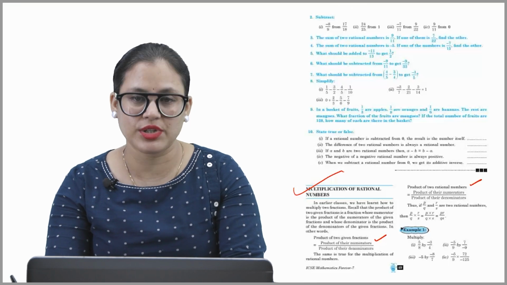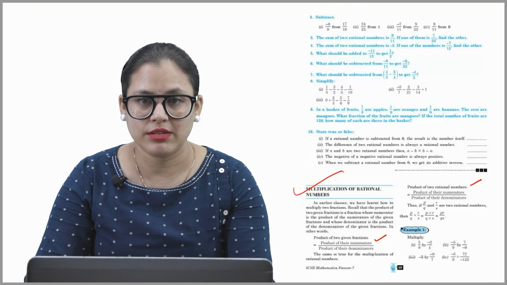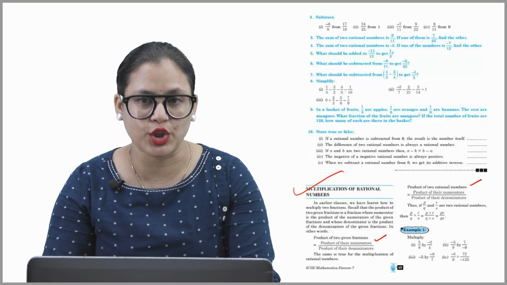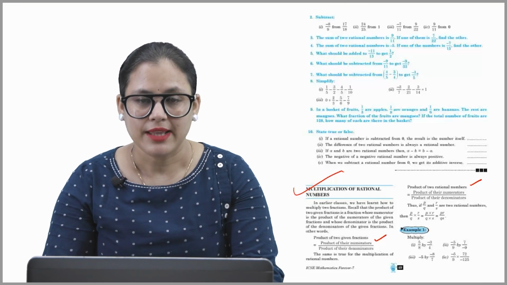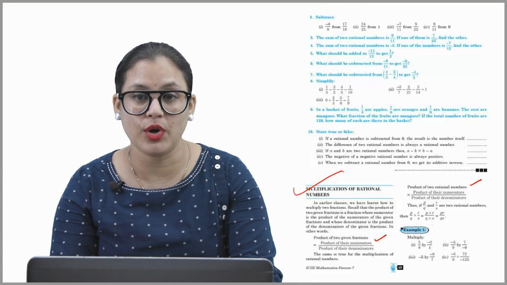The same is true for the multiplication of rational numbers. It means the product of two rational numbers is equal to the product of their numerators upon the product of their denominators. Thus, if p by q and r by s are two rational numbers, then p by q into r by s is equal to p into r upon q into s.